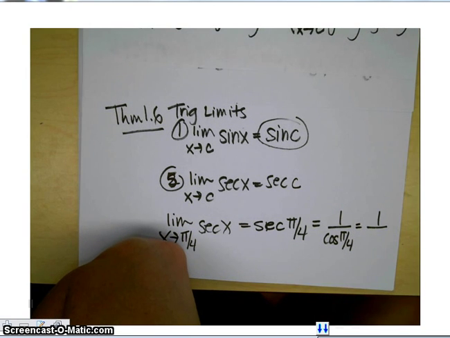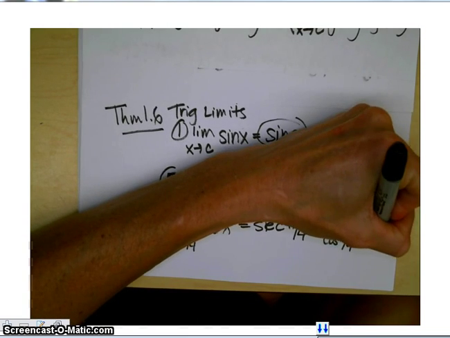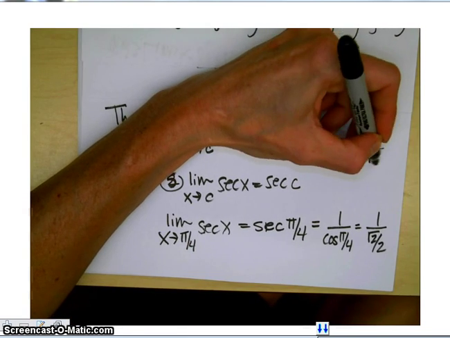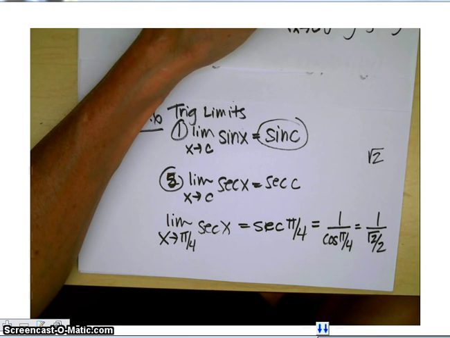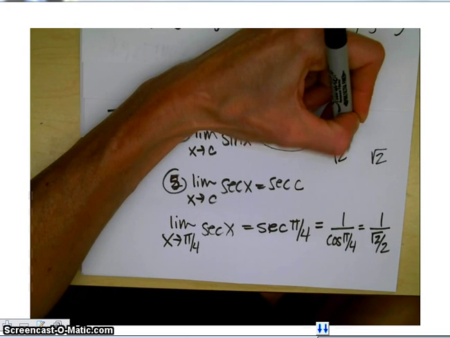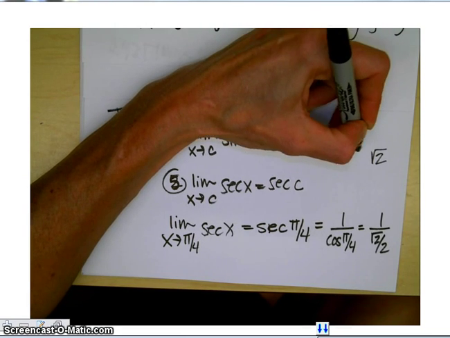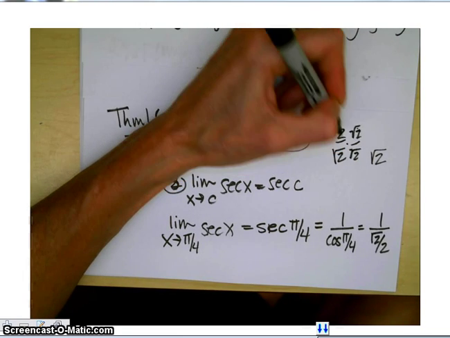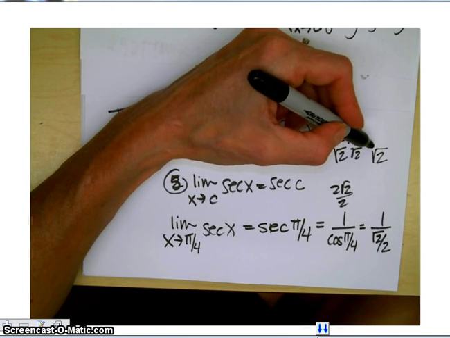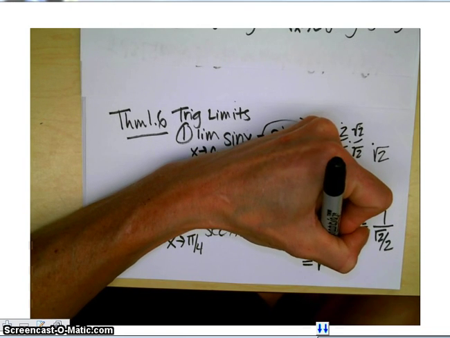As a radical, decimals won't get you any points here. Radical 2 over 2. What's the reciprocal of radical 2 over 2? How about it's just radical 2? Because 2 divided by radical 2, multiply top and bottom by radical 2, you get 2 radical 2 over 2, which is radical 2. So the secant of pi over 4 is radical 2.